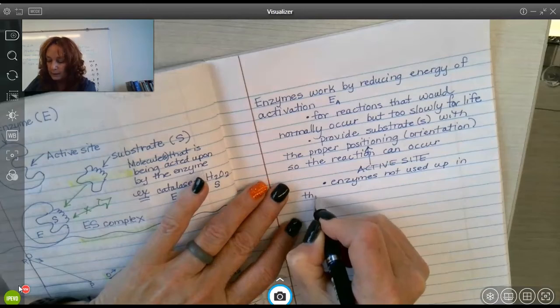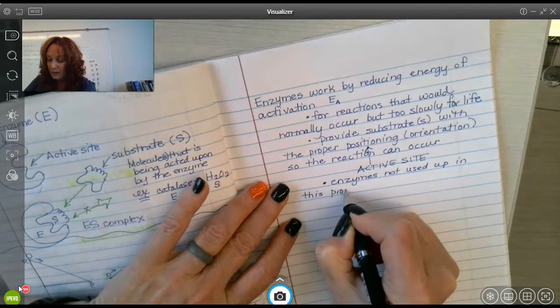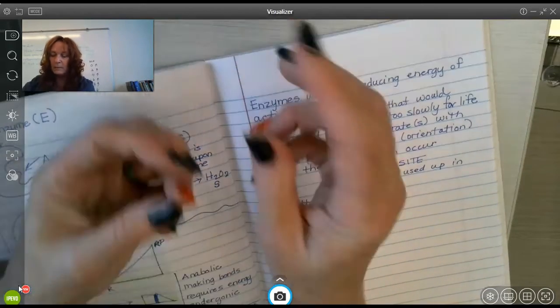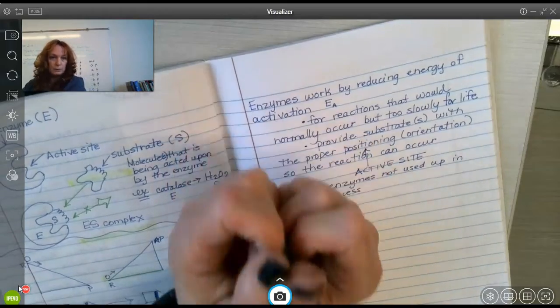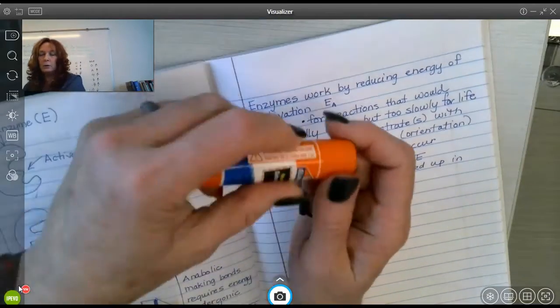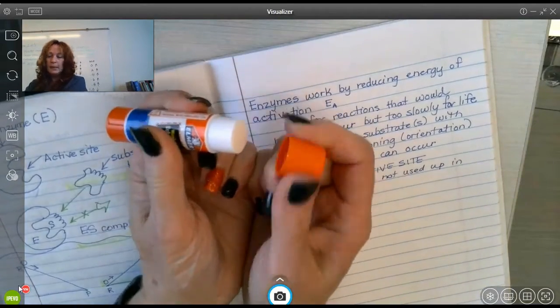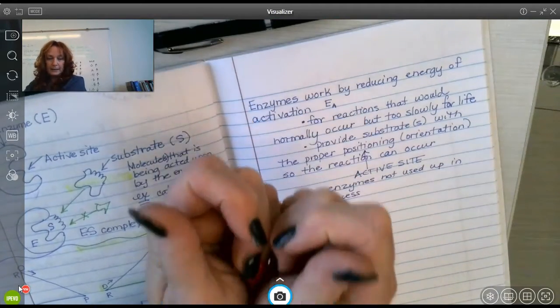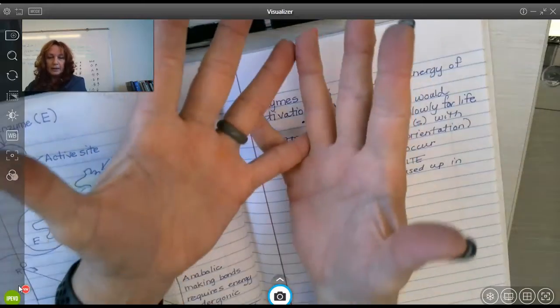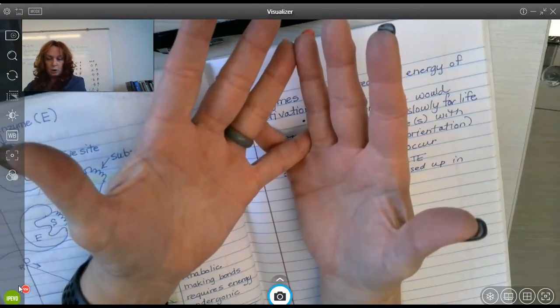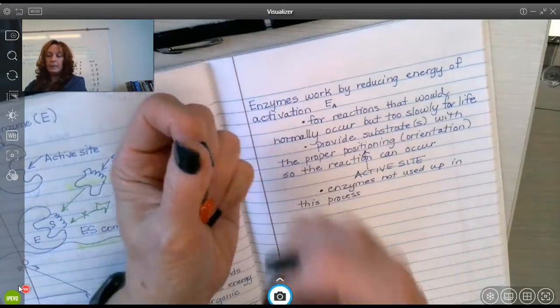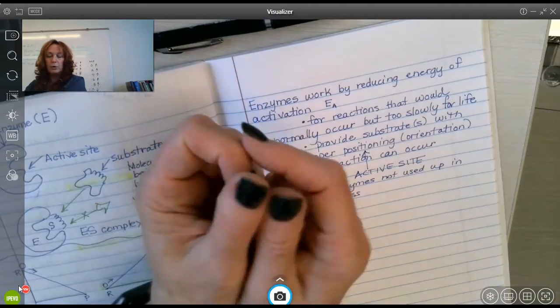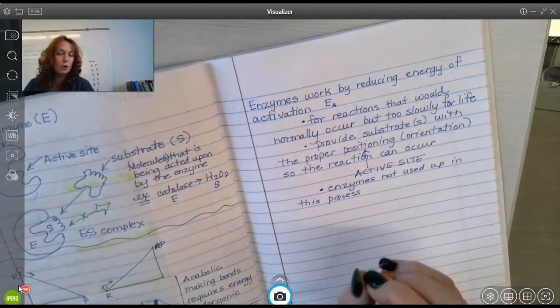in the process. My hands are absolutely still here, ready to receive another glue stick and cap until I myself, as a protein, lose my shape, which means I can't work, or I am tagged to be broken down because there's no need for me anymore.